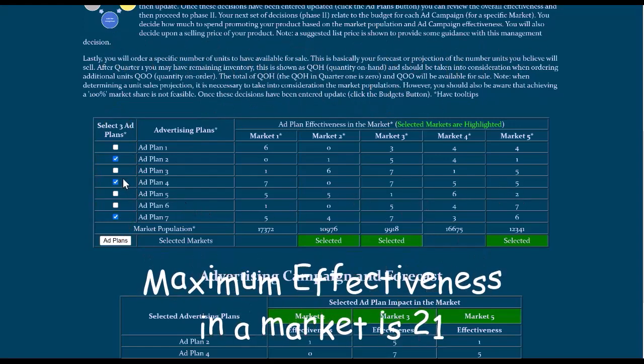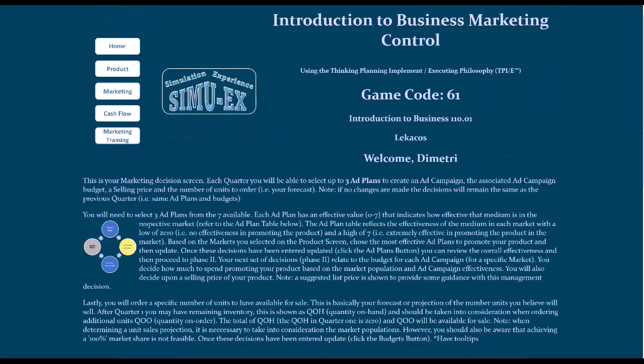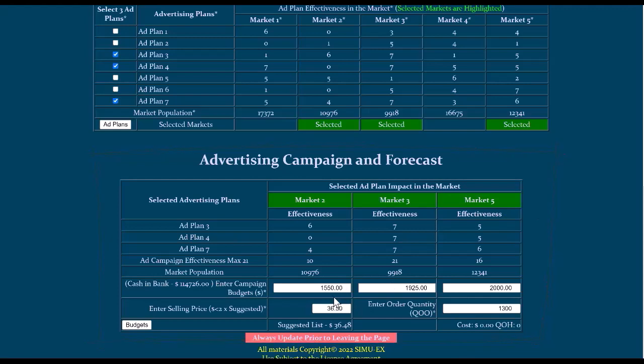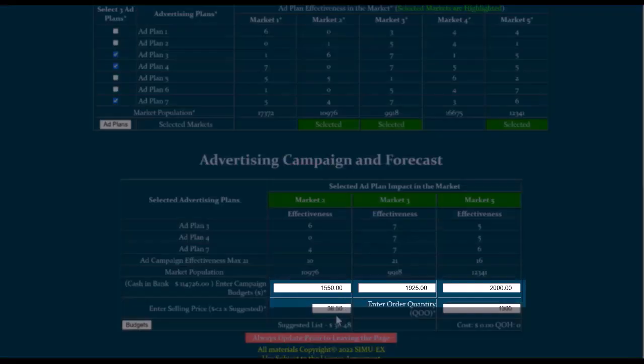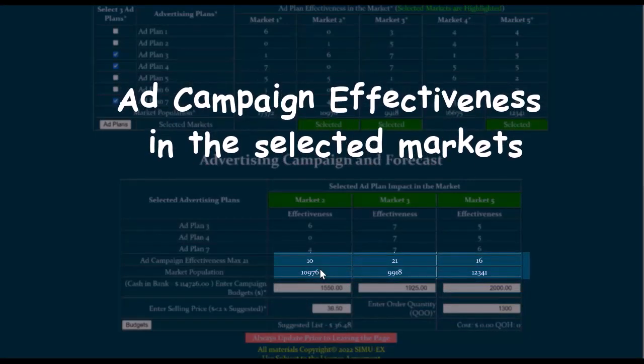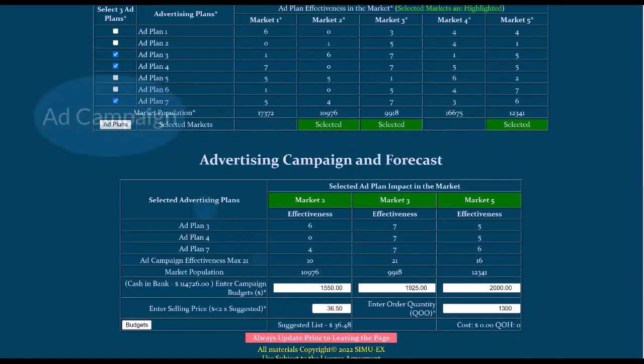And so similar to the design of a product, we can select, if you will, ad plan 3 by checking it, remove ad plan 4 or ad plan 2, whatever our decisions happen to be, and then we update. Once we update, we're brought into a secondary area of our marketing screen, which in addition to requiring us to make a series of budgetary decisions and pricing decisions, also shows us the effectiveness of our campaigns in the selected markets.